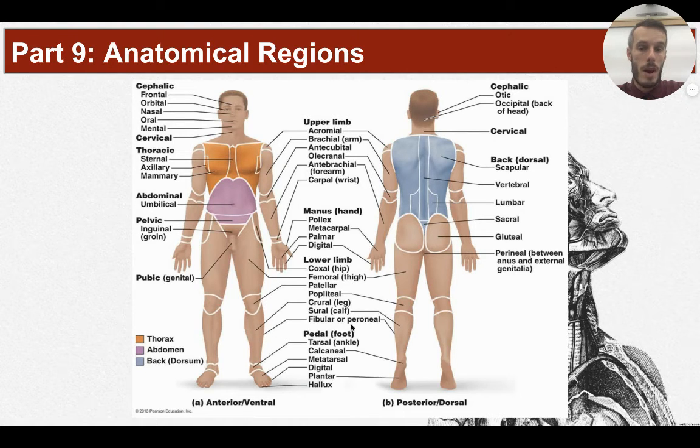We're not going to worry about peroneal because that's just going to get you confused with perineal. So don't worry about peroneal. Let's remember this as fibular. And this is easy because that is where your fibula is located.